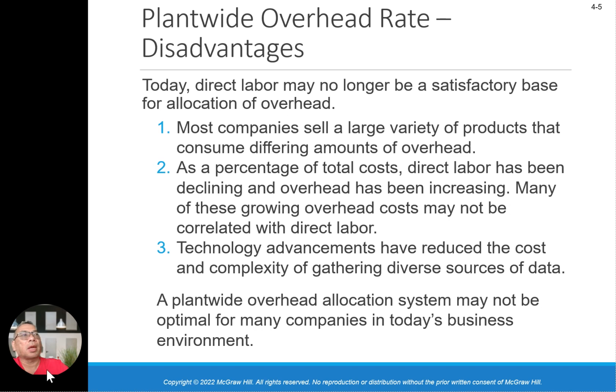correlated. Okay? And then, what is going on today? Direct labor may no longer be a satisfactory base for allocating overhead, and most companies sell a large variety of products that consume differing amounts of overhead. As a percentage of total cost, direct labor has been declining, while overhead has been increasing, and many of these growing overhead costs may not be correlated with direct labor. Technology advancement may have reduced the cost and complexity of getting different sources of data. Okay, a plant-wide overhead allocation system may not be optimal for many companies in today's business environment.